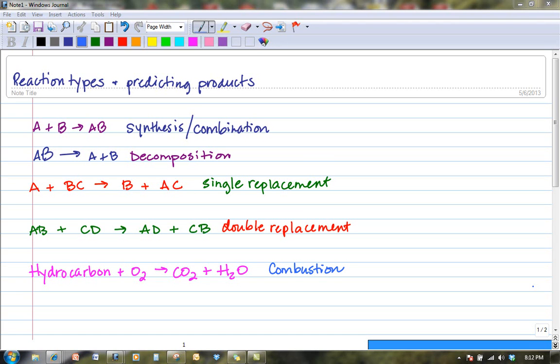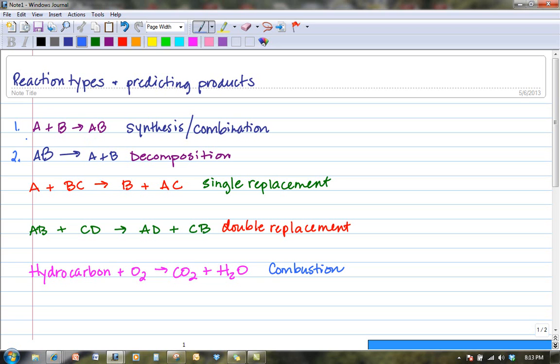Hello, we're going to continue our review by looking over different reaction types and predicting products. There are 5 different reaction types that you need to know. The first one is A plus B yields AB, where you have 2 small compounds or elements that join together to form one large compound. This is called synthesis or combination.